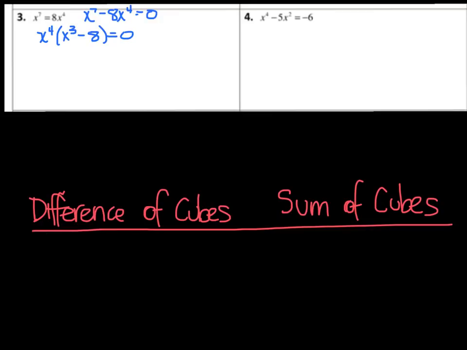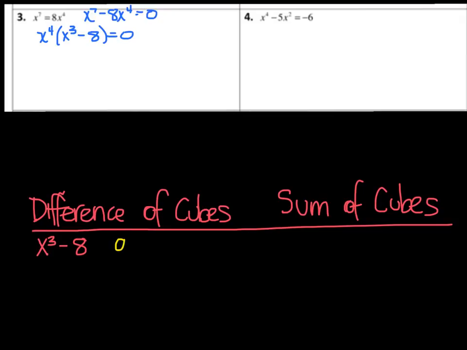Right now I have a binomial that is 2 things subtracting, so the subtraction stands for difference. This is a cube, x times x times x. This is a cube, 2 times 2 times 2. 2 cubed gives me 8, x cubed gives me x cubed. So I'm going to have to factor this using these formulas. So first thing I'm going to do is mark it.